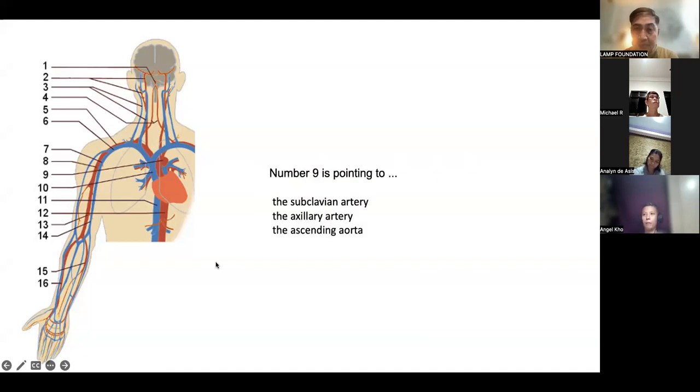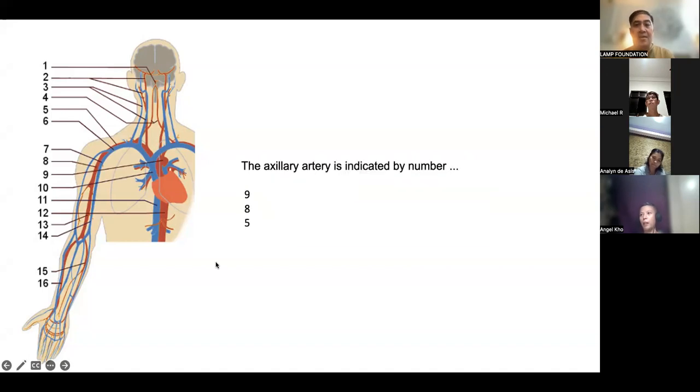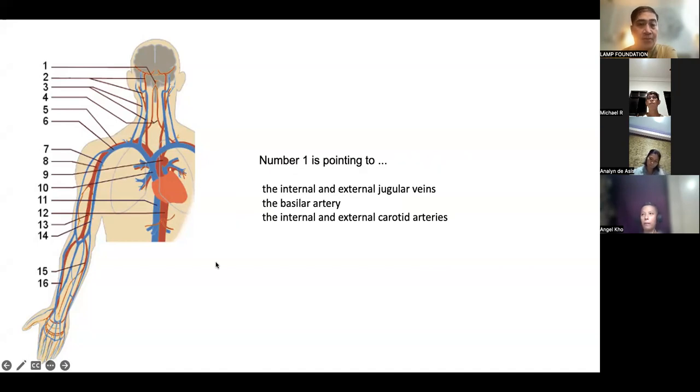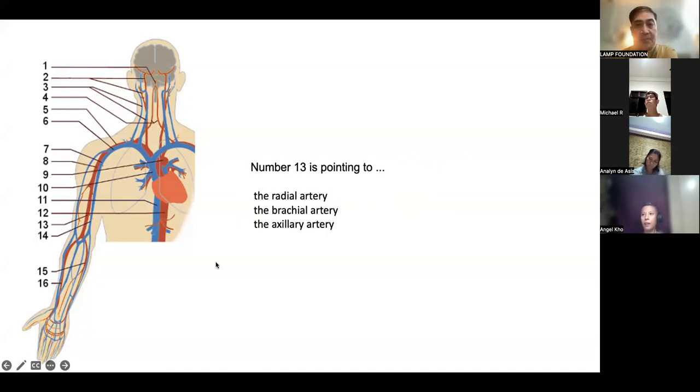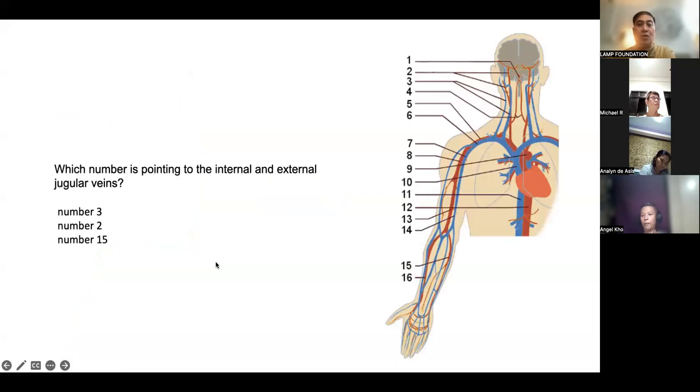Axillary vein. Number 9 is pointing to? The ascending aorta. The superior vena cava is indicated by number? By number 10. The axillary artery is indicated by number? Number 8. Number 1 is pointing to? The basilar artery. Number 13 is pointing to? The brachial artery. Which number is pointing to the internal and external jugular veins?